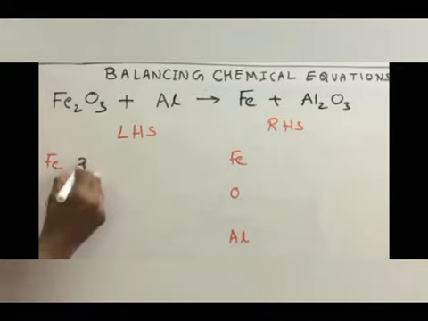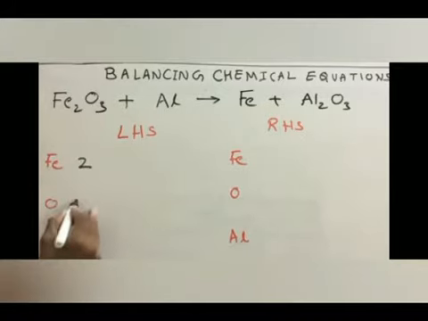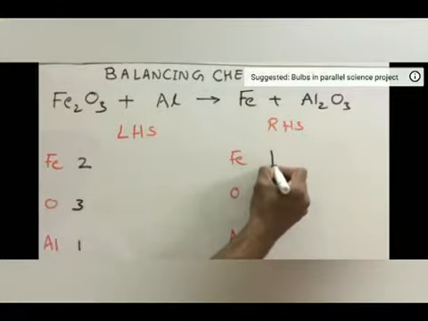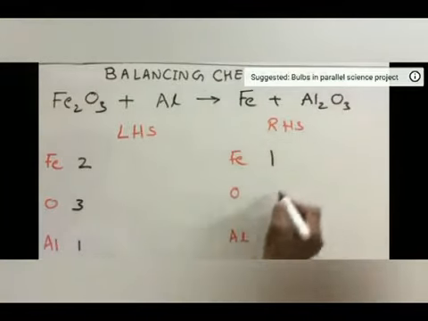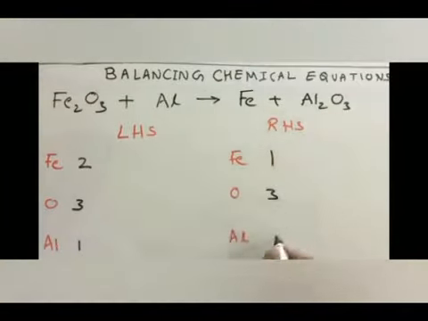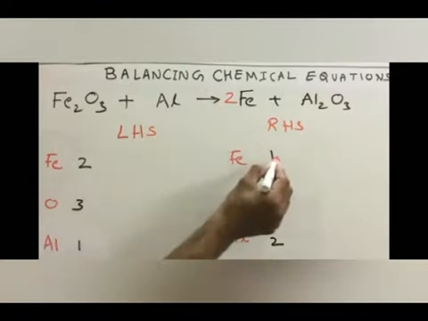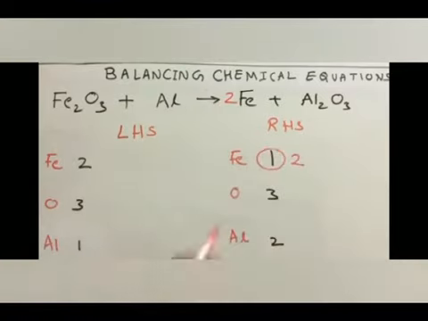So here iron, how many? 2. Oxygen 3. Aluminium 1. Here iron 1. Oxygen 3. Aluminium 2. Okay, now we balance. We go for iron first. 2 multiply in the coefficient place because we need iron 2 on right side. Now go for 3 3.